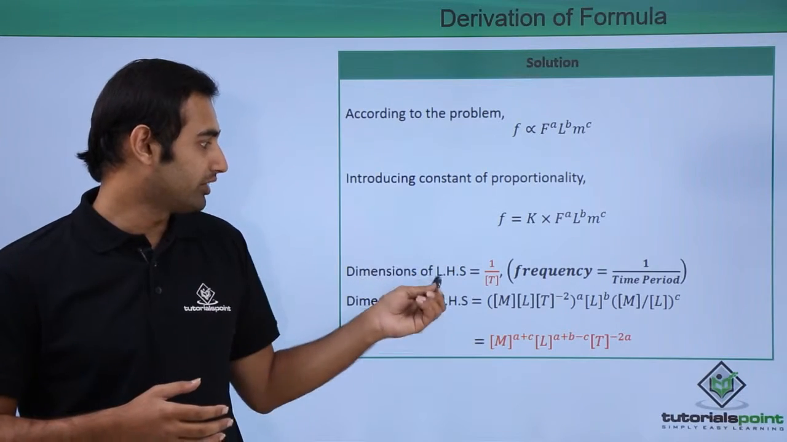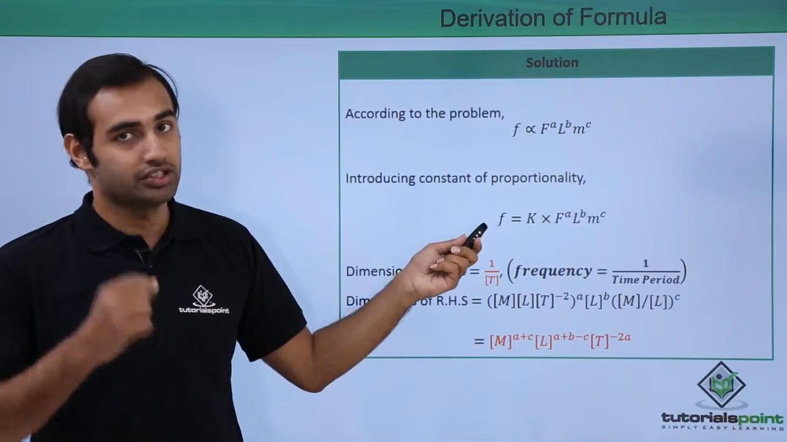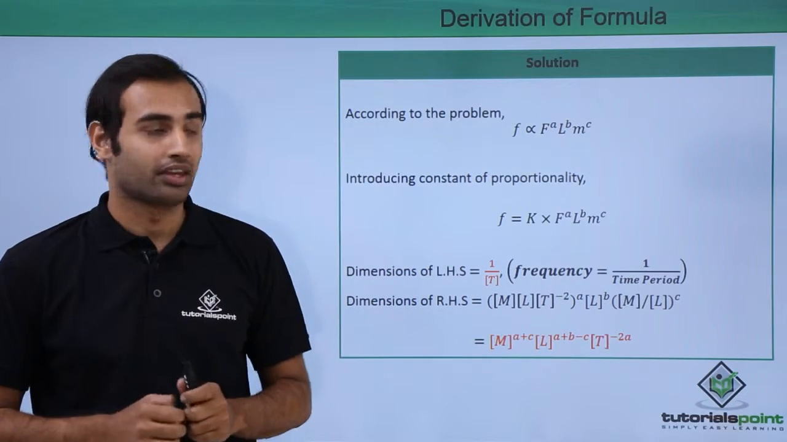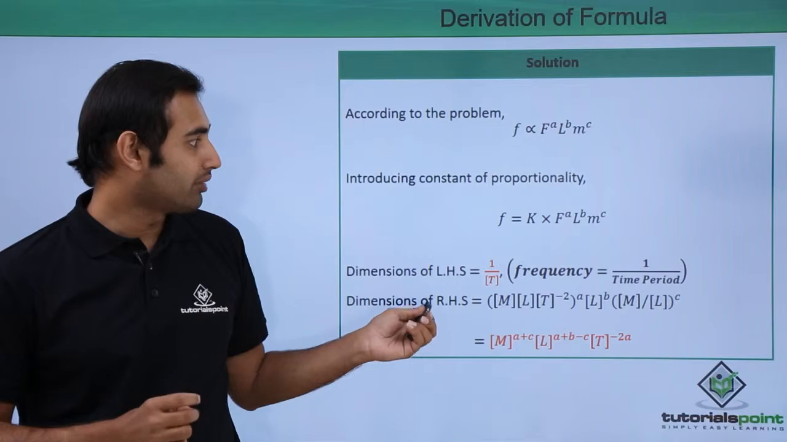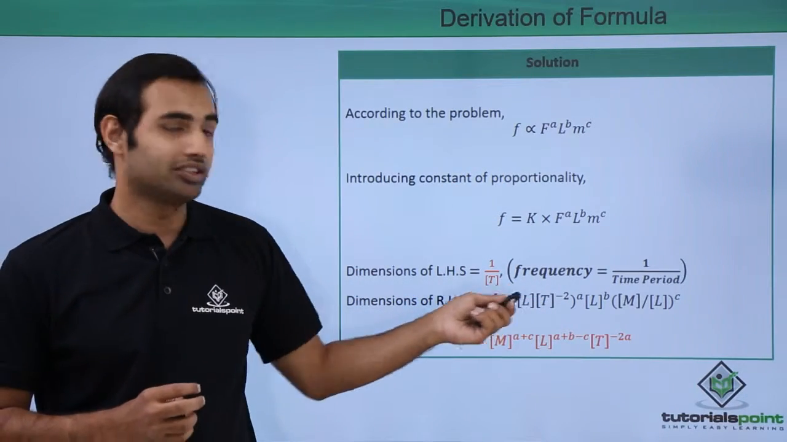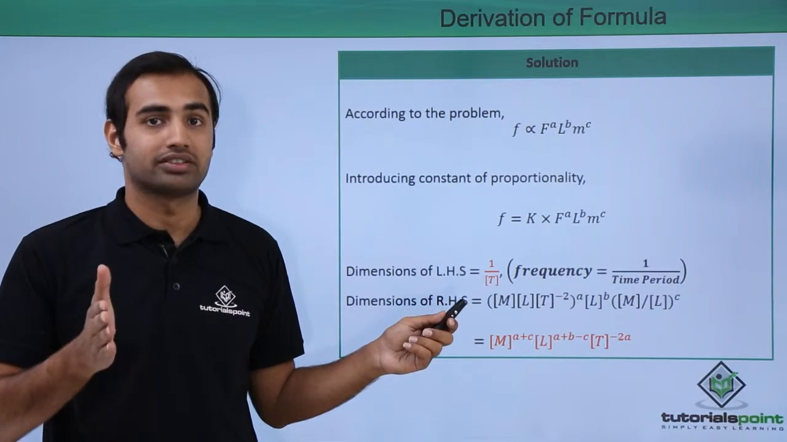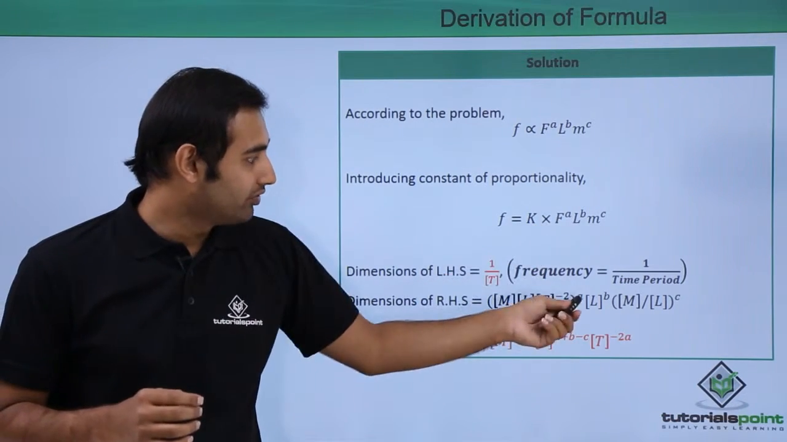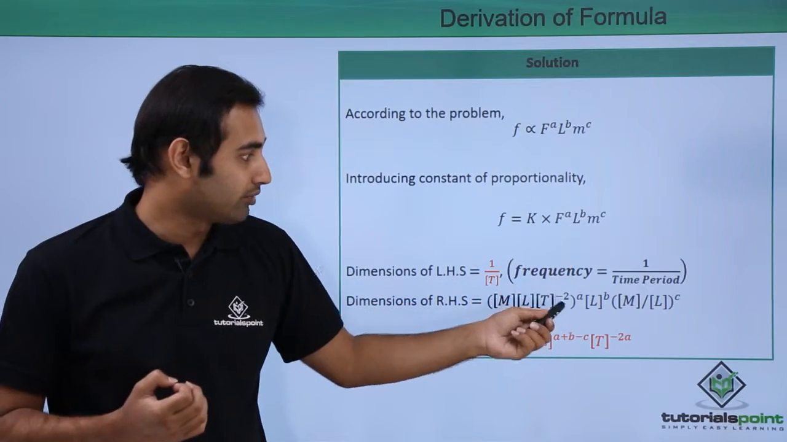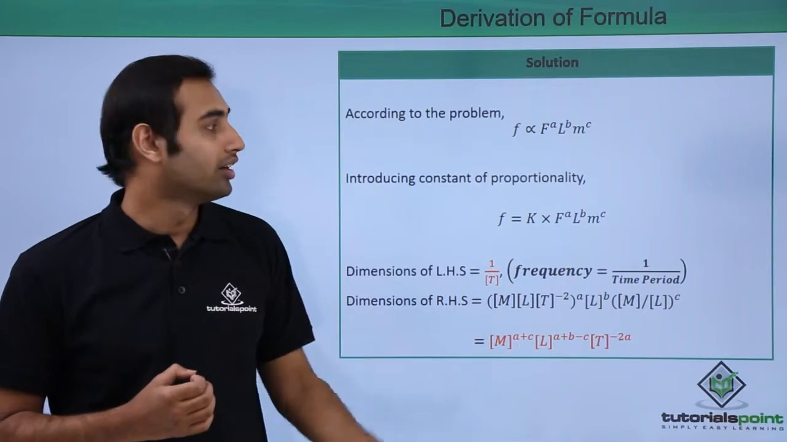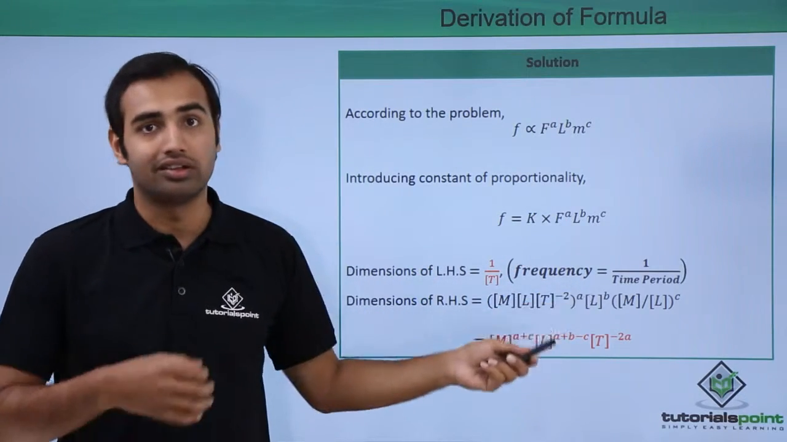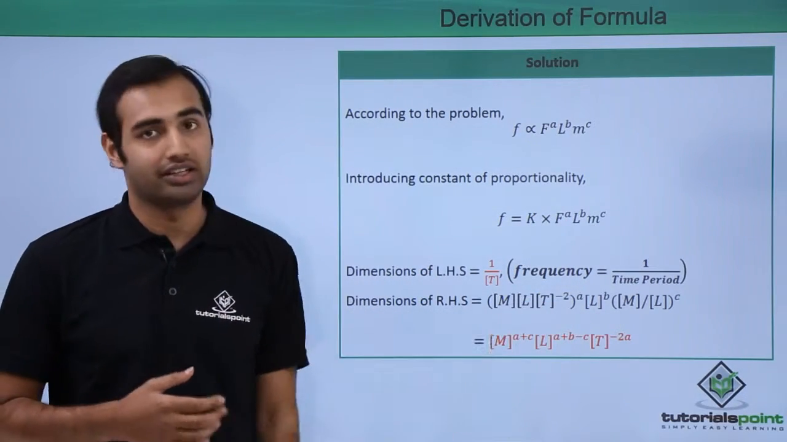Now over here on the left hand side, we have the dimensions of frequency which is 1 upon time period, and it has a dimension of 1 upon T. Now on the RHS, we have the dimensions for force as M L T raised to power minus 2. We get this from the formula F is equal to mass into acceleration. Next we have length, which has the dimensions of L, and then we have mass per unit length, which has the dimensions of M upon L. Now each of them have been raised to power a, b, c. That's exactly what we raised these quantities to in the second expression.